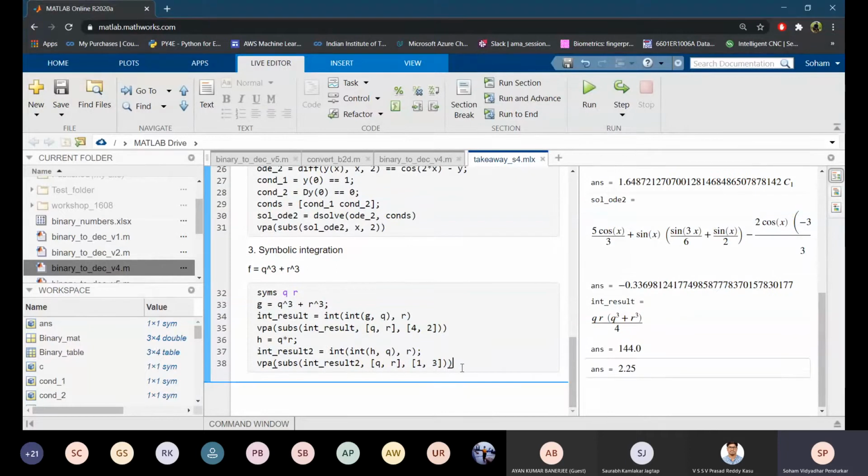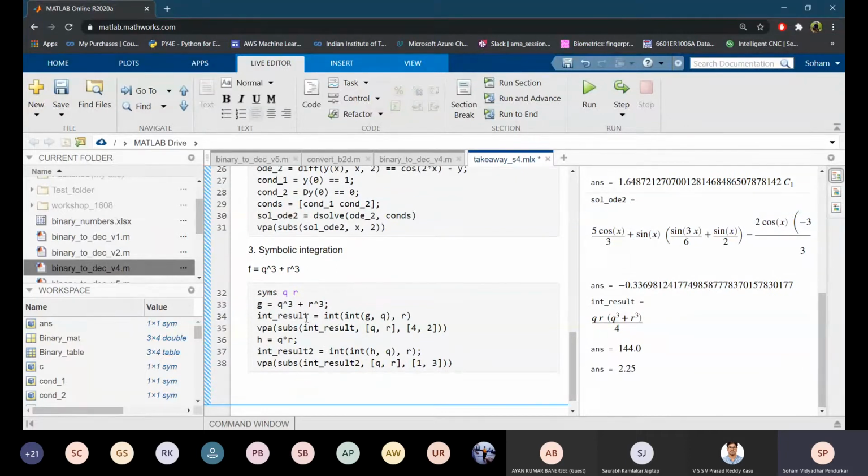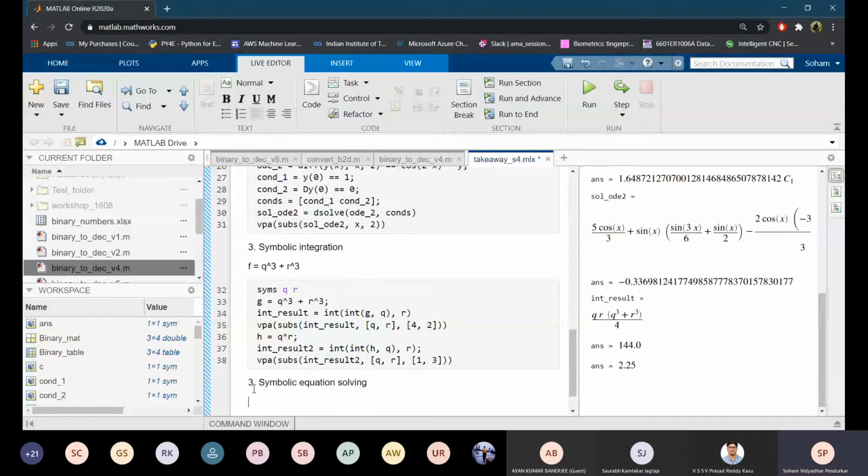Okay, so now we'll move on to symbolic equation solving. Let's say there are 2 or 3 linear equations and you want to solve them. I want to solve a system of linear equations. Let's consider that the number of variables is equal to the number of equations for now, and I'll put 2 equations. I'll write down these equations here.